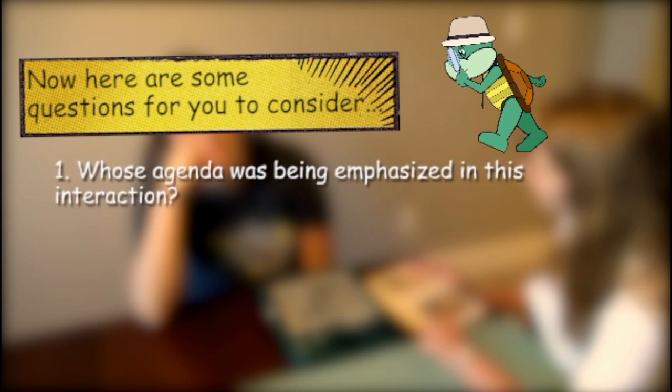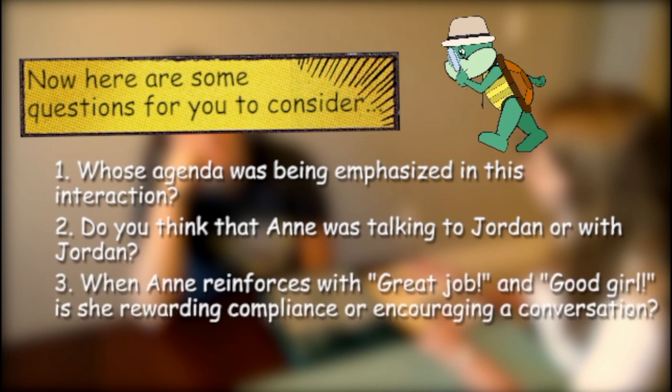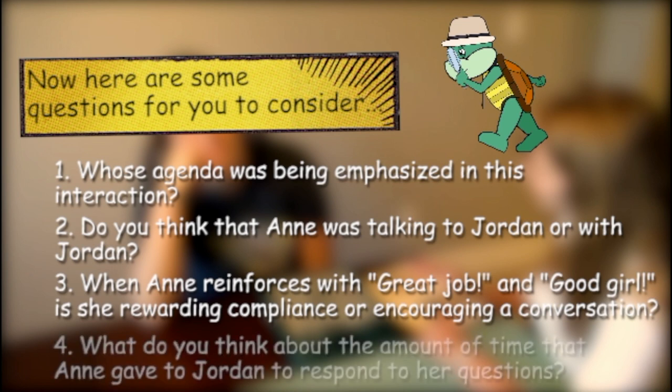Whose agenda was being emphasized in this interaction? Do you think that Anne was talking to Jordan or with Jordan? When Anne reinforces with great job and good girl, is she rewarding compliance or encouraging a conversation? What do you think about the amount of time that Anne gave to Jordan to respond to her questions?